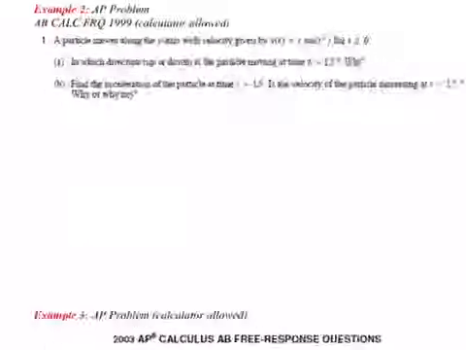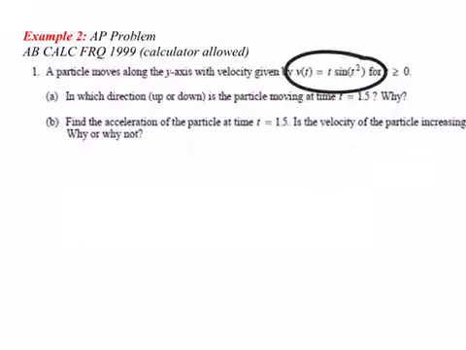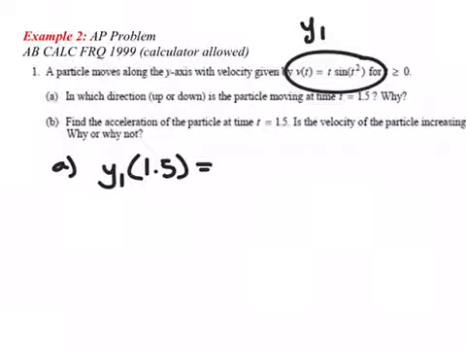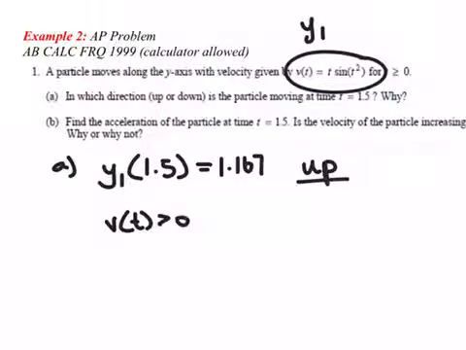Okay, so all I did was I typed this in, my velocity is y1. And for part A, I literally just did y1 of 1.5. It took me about 10 seconds. I got 1.167, which tells me that this particle is moving up. Okay, don't make the mistake of writing to the right, because you would definitely be wrong. They would mark you for that. So why is that? Because v of t is greater than 0, therefore it's moving up.